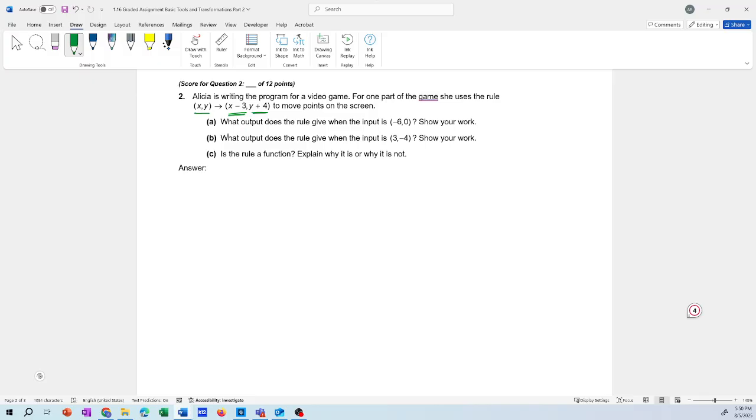So letter A, what output does the rule give you when the input is (−6, 0)? Input, does that mean you're going to substitute? You're going to substitute x with negative 6. So you're going to have (x − 3, y + 4). So substitute x with negative 6 minus 3, and then y, you're going to substitute with 0, 0 plus 4. Negative 6 minus 3 is negative 9. 0 plus 4 is 4. And that's it. I showed my work.